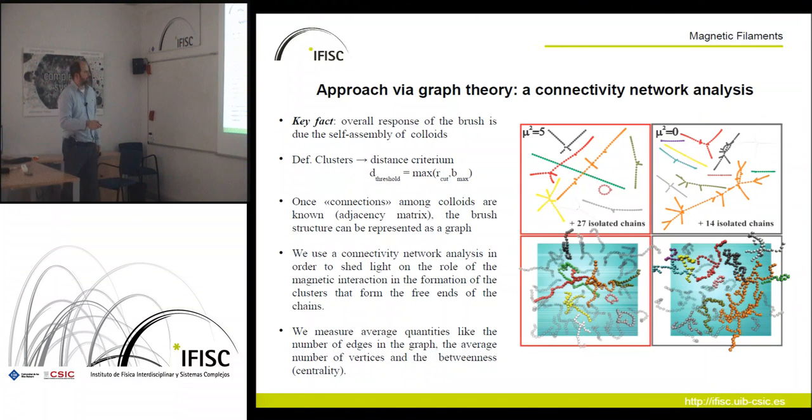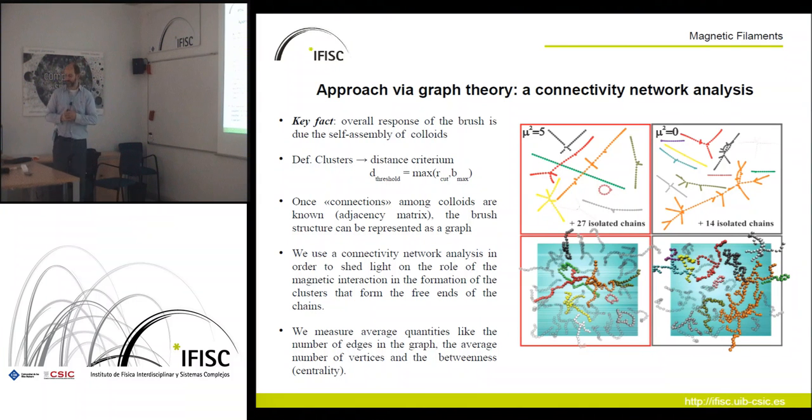And here, just by plotting the graphs of the clusters we get, we can already see that there is a huge difference between non-magnetic and magnetic brushes. The graphs have been plotted in such a way that they fit more or less inside the ball, so there is no spatial correlation between this and this. The only thing is the color: the yellow corresponds to the yellow, the orange to the orange. So what we can see is that in the case of non-magnetic brushes, the graphs we obtain are much more branched than in the case of magnetic brushes.